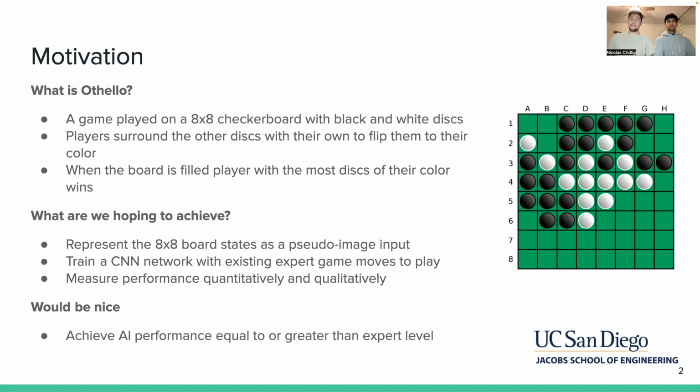What we're hoping to achieve here is three-step. Firstly, to represent this 8x8 board state as a pseudo image input. These board states will be our data, and then train a CNN network with existing expert game moves to play, essentially our labels. We will be measuring the performance quantitatively, of course, but also qualitatively with a movie later on. Our ultimate goal is to achieve AI performance equal to or greater than expert level gameplay.